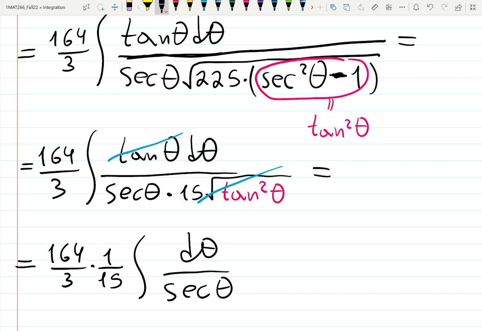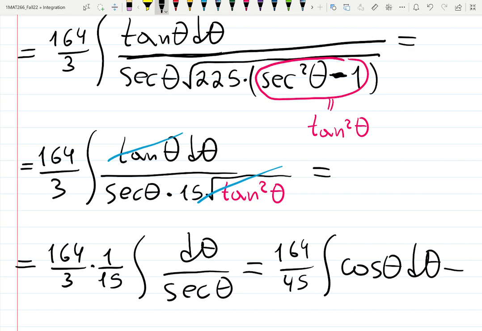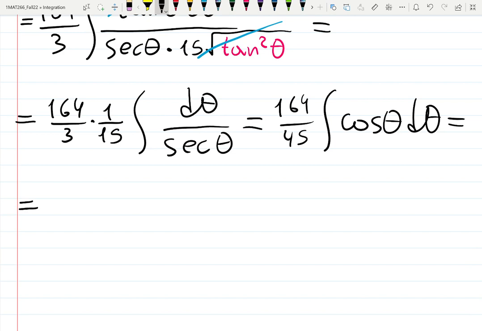What is the integral of 1 over secant theta? How do you know? Exactly. Good job. 1 over secant is cosine. So we have 164 over 45, because 3 times 15 is 45. Secant is 1 over cosine, so 1 over that gives you cosine theta d theta, and that gives you sine. So the answer is 164 over 45 sine theta plus c.